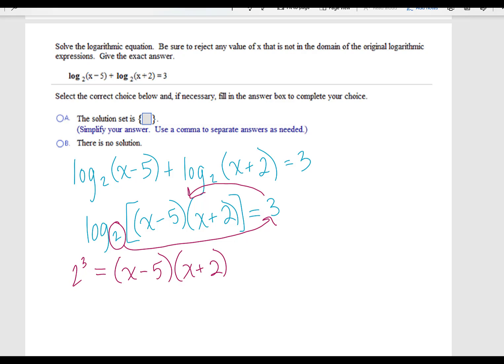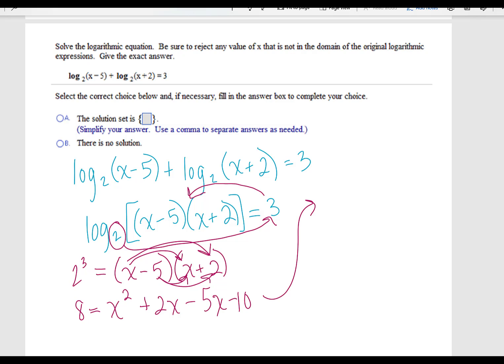Go ahead and FOIL that. You can also simplify on the left side. So 2 times 2 times 2 is 8. Then distribute: x squared plus 2x. Distribute the second term: minus 5x minus 10. Let's simplify. Have 8 equals x squared minus 3x, that came from 2x minus 5x, minus 10.